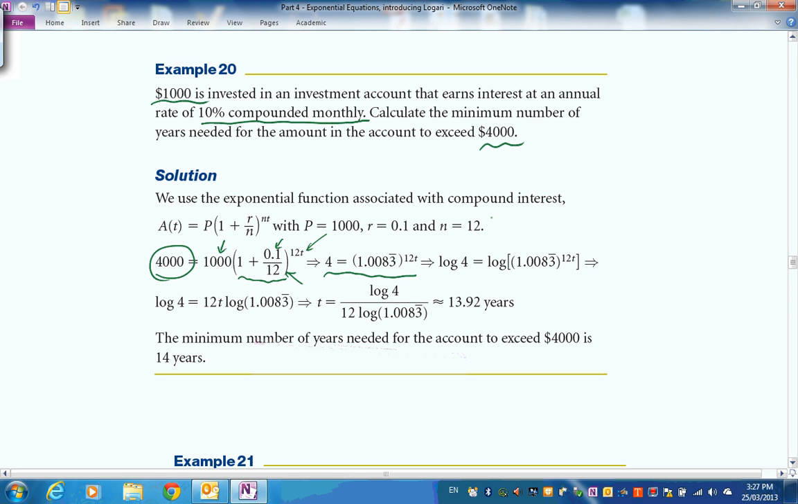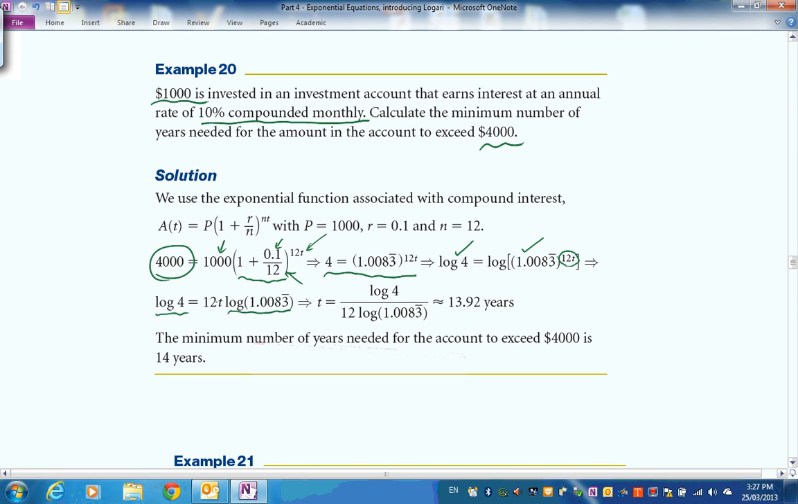Fine, and they've gone back to base 10 now. Write 4 as a power of 10. Write 1.0083 as a power of 10. And then you'll have to multiply that power of 10 by 12. So the log of 4, this is all in power land now, powers of 10.